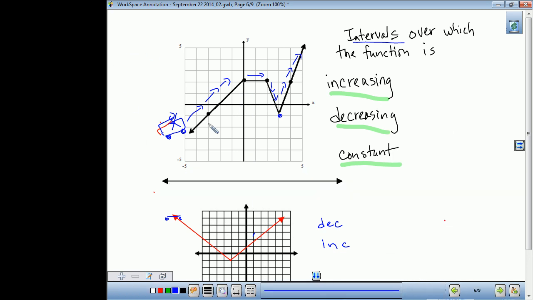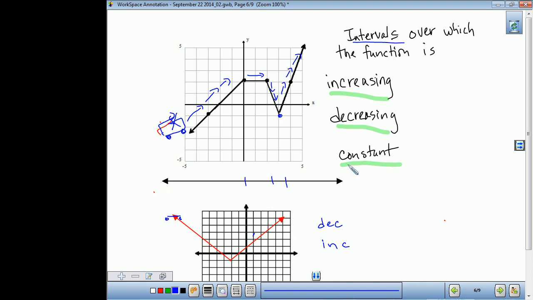So when I'm describing what's happening, I'm describing how the y is changing. Does that make sense? Yes. So to describe how the y is changing, I have to use x values. Over what x intervals is the y changing and how is it changing?